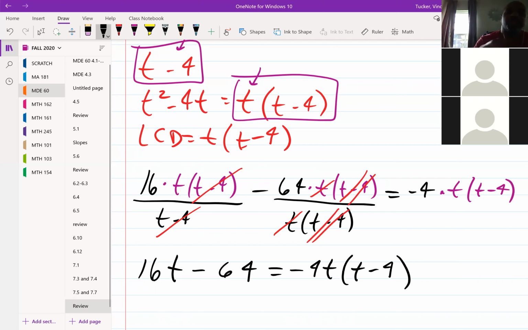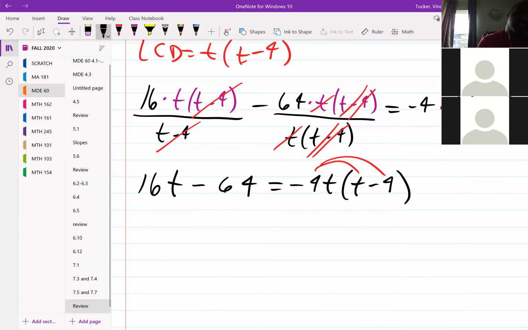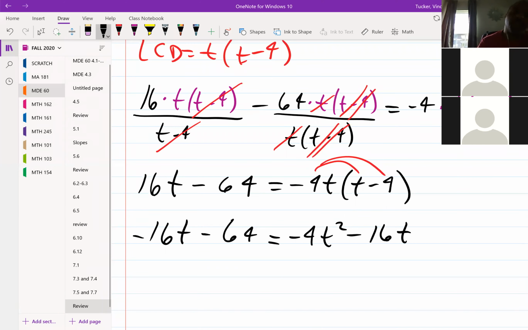All right, so we can go ahead and distribute -4t into the parentheses. So it's -4t squared minus 16t.